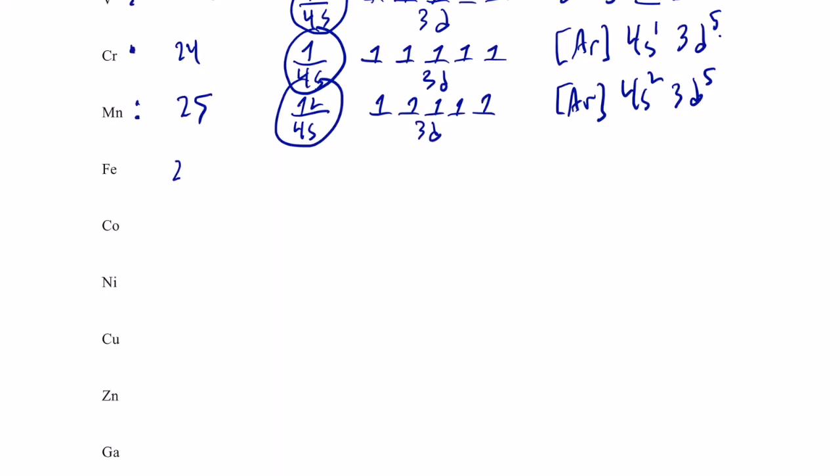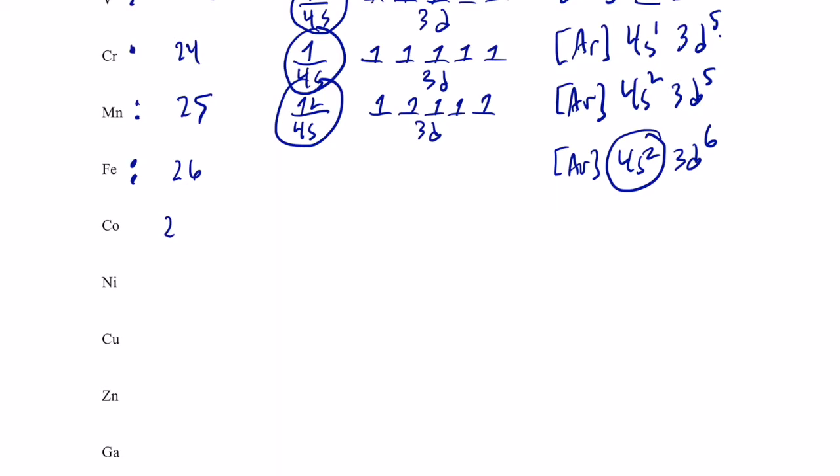All right, iron has 26 electrons. Did you go argon, 4s2, 3d6? So the highest energy level there is the 4th energy level, and it is a pair, so it has 2 dots in its dot picture.